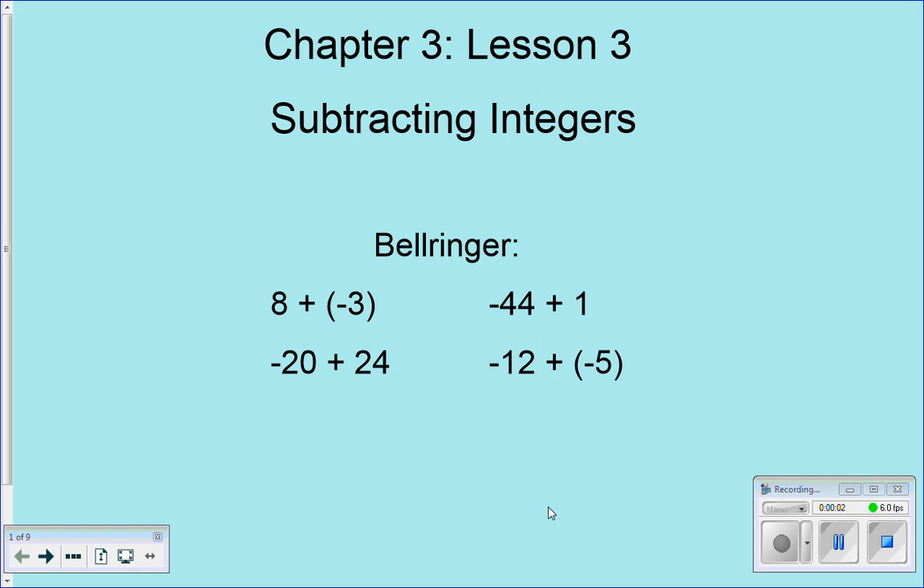Okay, so chapter 3, lesson 3, subtracting integers. Let's first talk about this bell ringer, okay? And let's talk about the methods I taught you yesterday to add integers. What was one of the methods you remember, Jasmine? Cats and dogs. Got another one? Tiles. No, the last one, Kaylee?